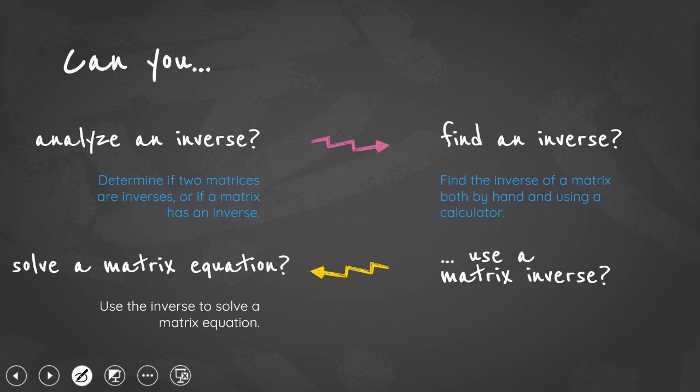So hopefully you can analyze an inverse and tell if two matrices are inverses or if a matrix has an inverse with the determinant. You can find an inverse. Remember, a 2 by 2 you should be able to do by hand. Anything bigger than that you would need a calculator for. Hopefully you can solve a matrix equation by using the inverse, and then know what the identity matrix is as well, and do all of that stuff with inverses.